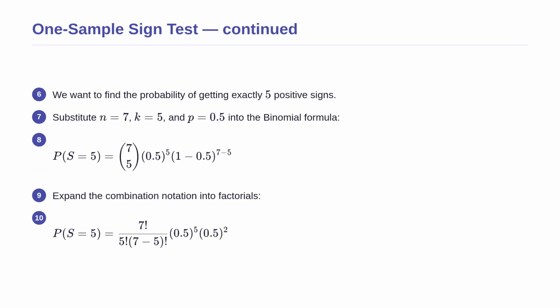Continuing with our 7 valid loaves, we want to find the exact probability of getting exactly 5 positive signs if the bakery is genuinely telling the truth. We plug n equals 7, k equals 5, and p equals 0.5 into our binomial formula. We expand the combination notation into its factorial form, which is a mathematical way of counting the different ways to arrange 5 successes among 7 trials. We also simplify the second probability term, combining the exponents since multiplying numbers with the exact same base means we simply add their exponents together.